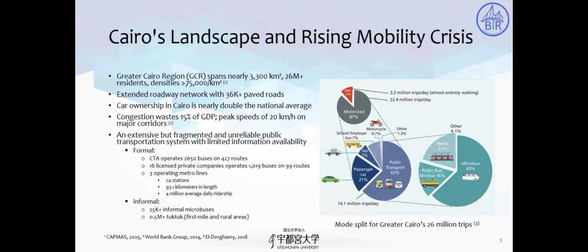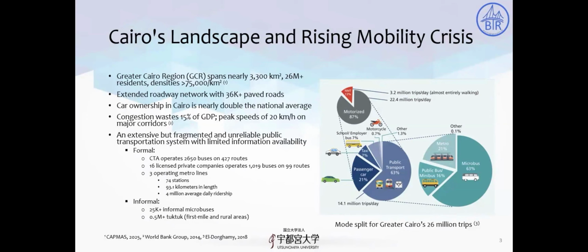On the other side, Cairo has a very extensive but fragmented and perceived mostly unreliable transportation system. People don't usually use it out of convenience or willingness, but rather out of obligation. They always go for a car when they have the option. The system suffers from limited information availability. You have buses and metro lines on the formal level. On the informal side, we have microbuses and tuk-tuks, three-wheelers, if you are well aware of them.